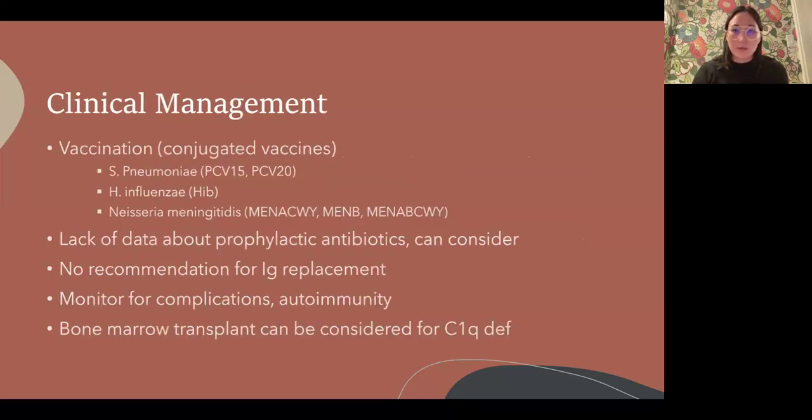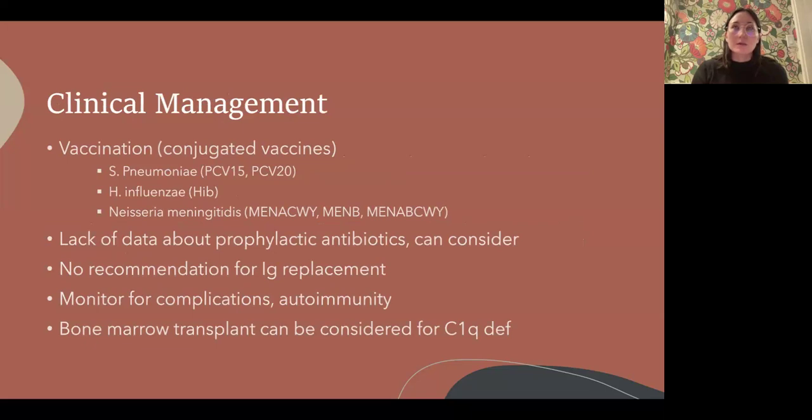And so clinical management of these patients really surrounds protecting them from infections. And so vaccination with conjugated vaccines is recommended to make sure that they have an adequate immune response with high titers. So for strep pneumo, H flu, and Neisseria meningitidis, these all have conjugated vaccines available for them.